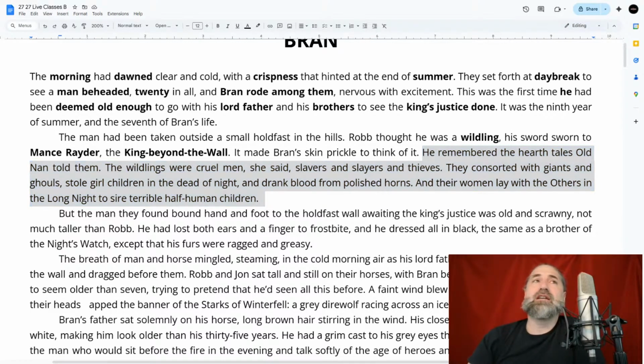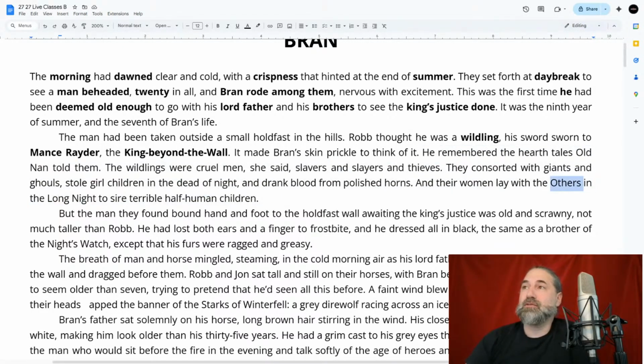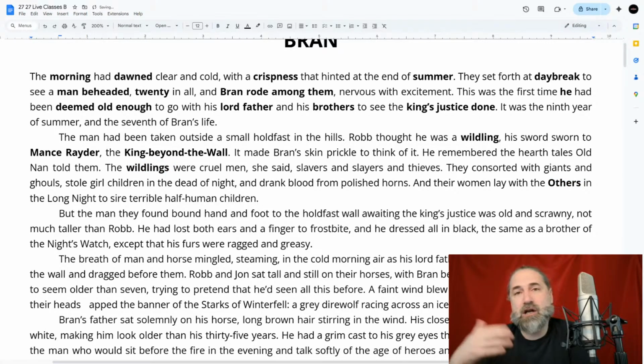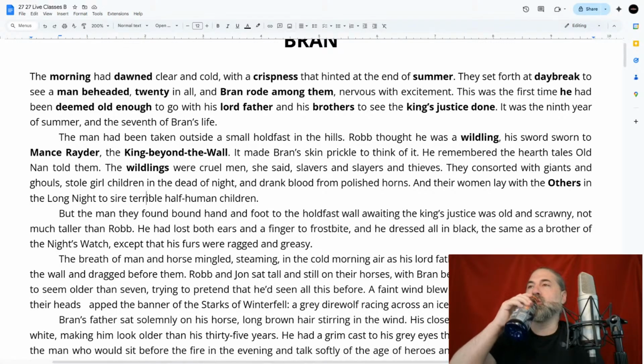But we are seeding and foreshadowing things. We are foreshadowing the arrival of the Others, right? That's capitalized. We are foreshadowing the wildlings. We're foreshadowing the challenge of that position, because later on when Jon goes to the Wall, we learn a lot from that. Okay, so keep it going.